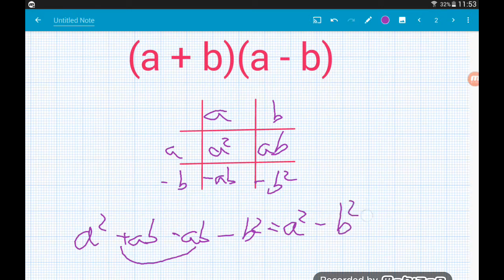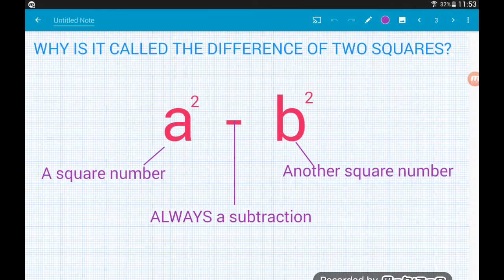minus b squared. So we're first of all going to have a look at expanding difference of two squares brackets, and then we'll have a look at factorising them. Before we get there though, why is it called the difference of two squares? Well, a squared is a square number, b squared is another square number, and we always end up with a squared minus b squared. A subtraction is finding you a difference between two things. So we're finding the difference between a squared and b squared.